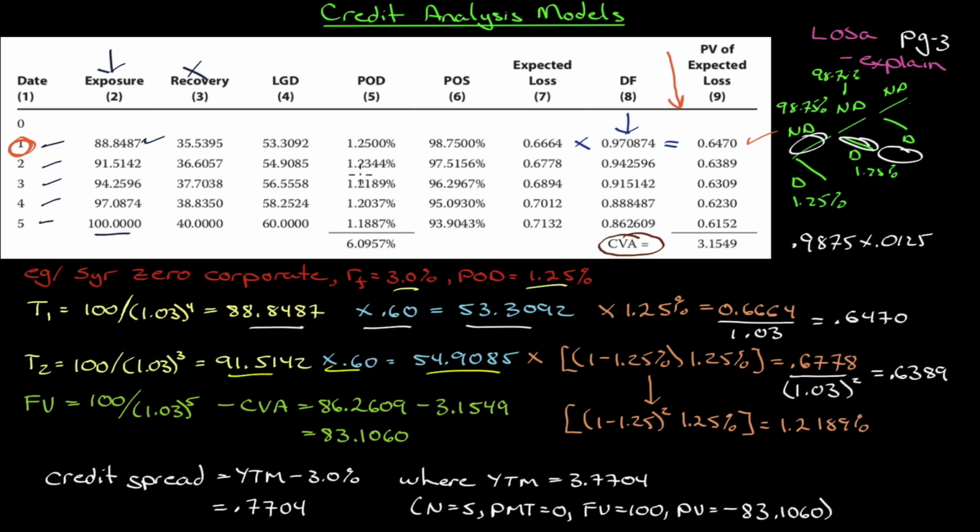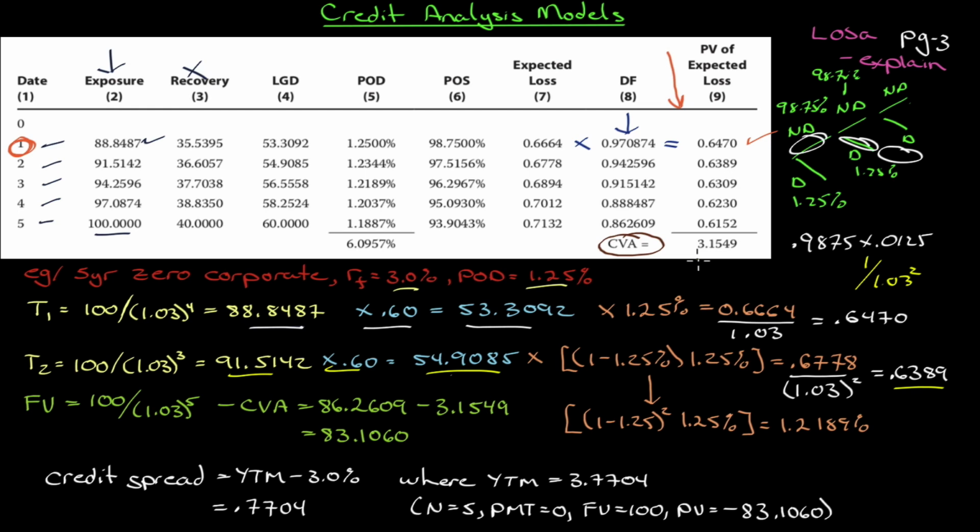And we'll get 1.2344. So we'll take our loss given default multiplied by the probability of default in the second period. We get 0.6778. There's 0.6778. And you can multiply by the discount factor or discount it by 1.03 squared. You can satisfy yourself that this discount factor, 0.942596, is 1 over 1.03 squared. We get a present value of 0.6389, 0.6389. If you continue to do that and you add up all of the present values, you get 3.1549.